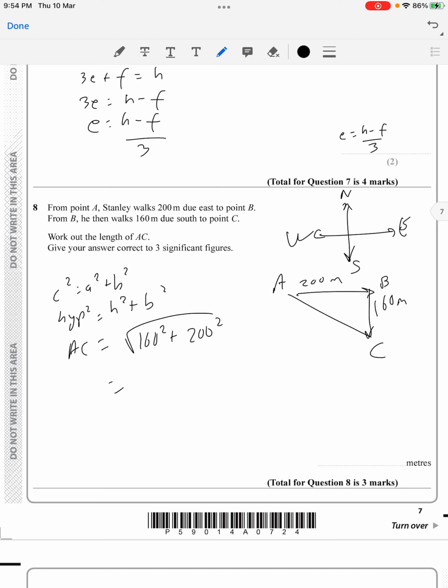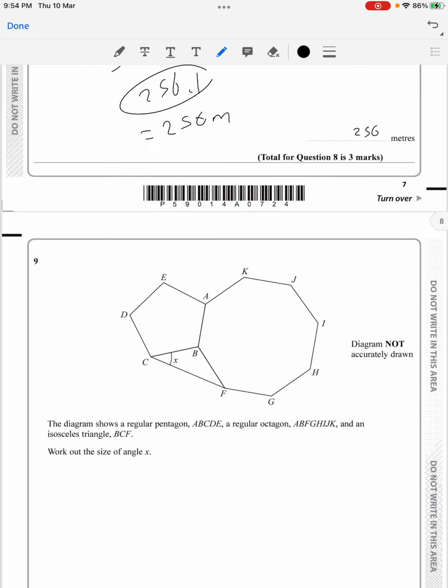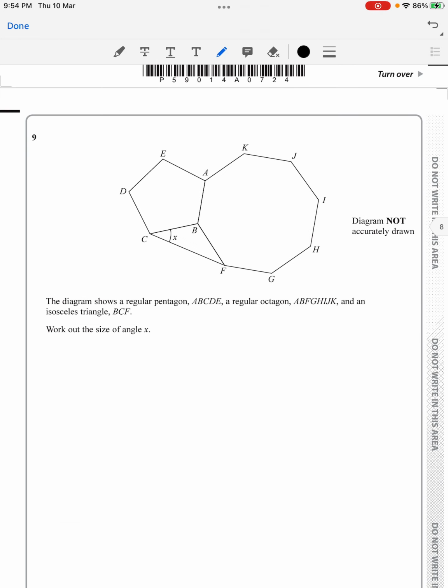Okay. So you use Pythagoras theorem. Once you use Pythagoras theorem, you should be getting approximately a surd. Do not leave it as a surd. Just get to 3 significant figures, about 256.1. So that's 3 significant figures, not yet. So 256 meters. Very important, because we rounded to specific significant figures.